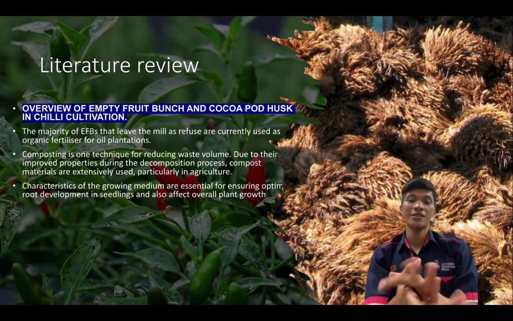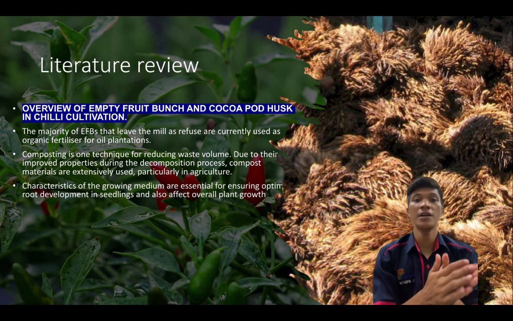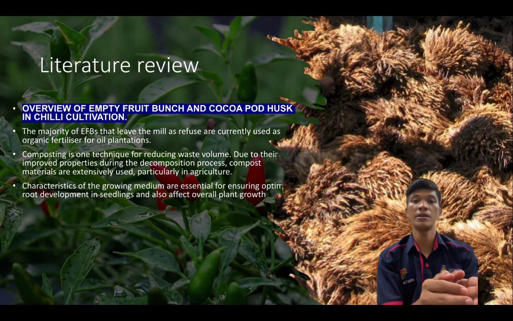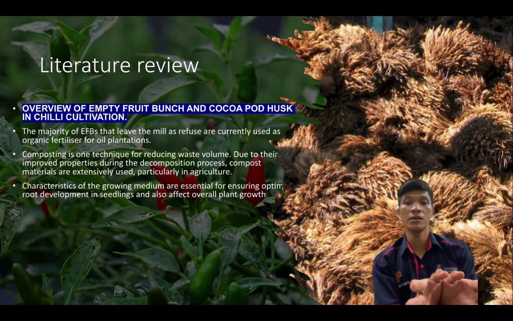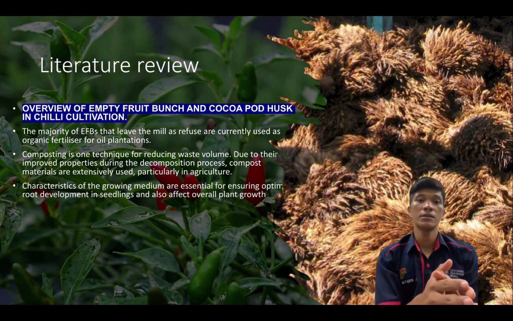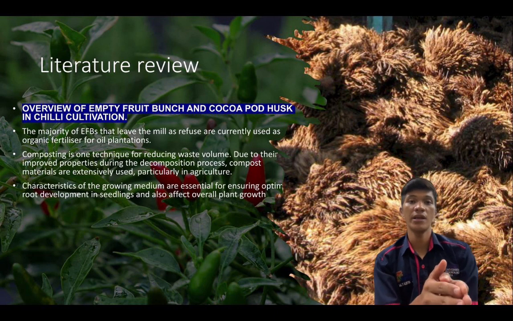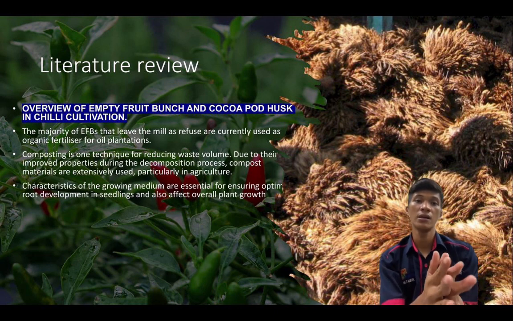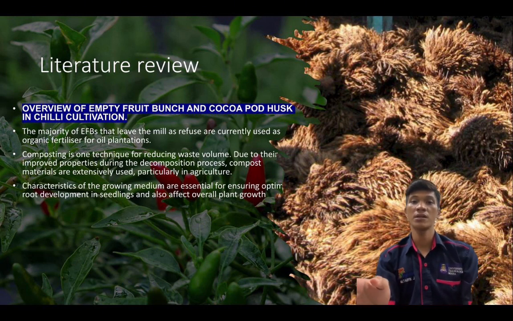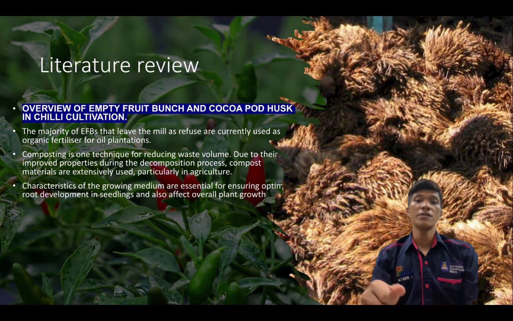Okay, next is the literature review. First, about the EFB. EFB is a mill residue that provides nutrients and increases the soil organic matter content, making it extremely valuable to the cultivator. The majority of EFB that leaves the mill as refuse is currently used as an organic fertilizer for oil palm plantations. The palm oil industry is one of Malaysia's most significant industries. The ever-increasing production of palm oil, as a result of high demand from other nations, generates a great deal of refuse from the plantation and factory. This refuse may have a significant impact on the environment.